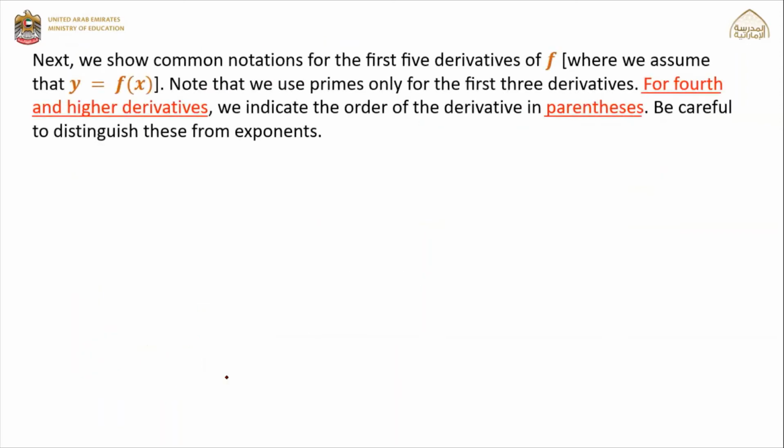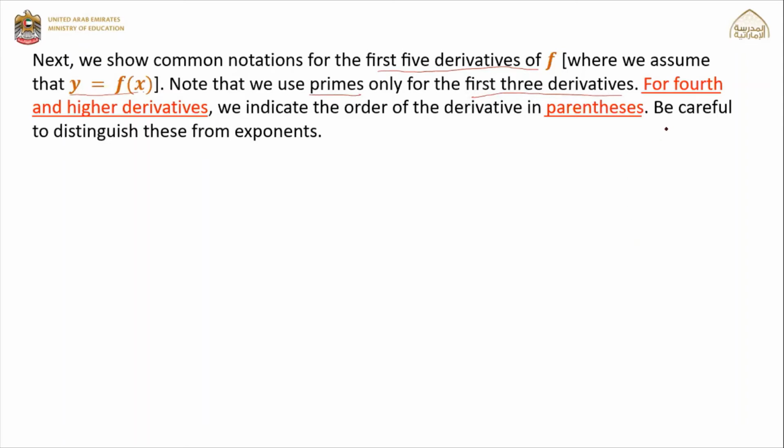Next, we show common notations for the first 5 derivatives of f, where we assume that y equals f of x. So I have a function y equals f of x, and I will talk about the first 5 derivatives of f. We use primes only for the first 3 derivatives. For the first 3 derivatives, you can use primes: f prime, f double prime, f triple prime.